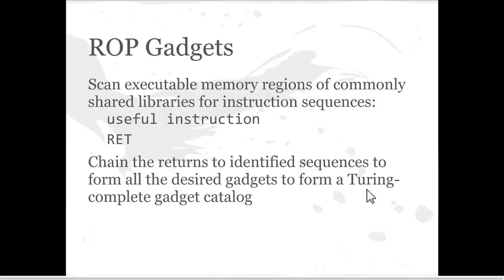Basically, you just look for some useful instruction in the return sequence. And then you chain these together to form basically a higher level function. And what attackers get from this is they can actually form Turing complete catalogs of gadgets.